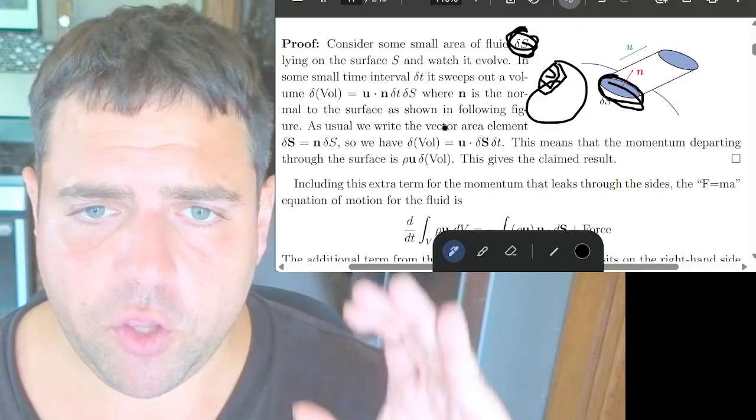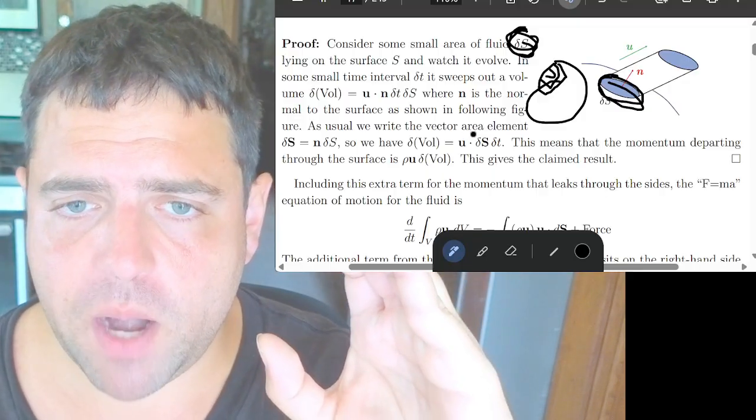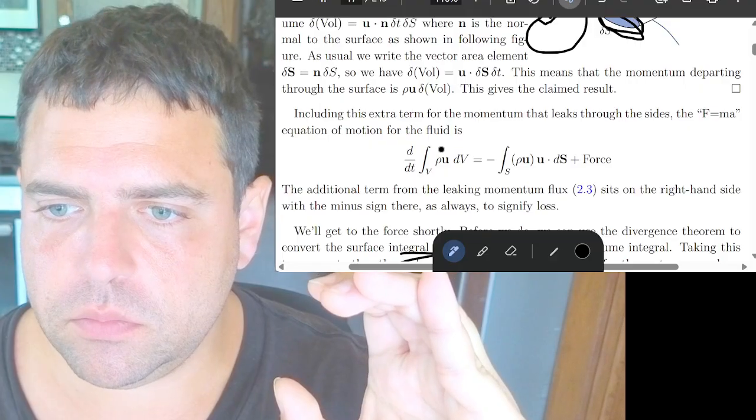And then we're saying through that little patch, there's a certain amount of momentum flowing. This.